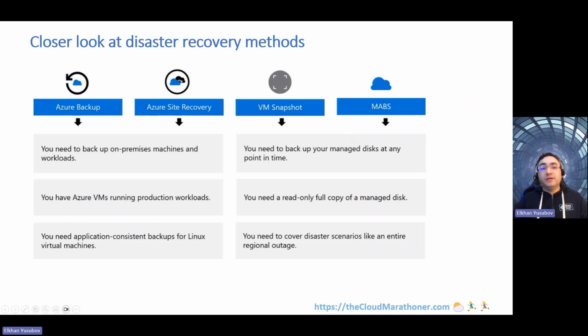I'm going to put the link in the description of this session in the channel if you are watching it later on. But this is a very critical capability. In addition to that, you can use traditional ways of doing your disaster recovery, like using Azure Site Recovery, Azure Backups, as well as virtual machine snapshots.